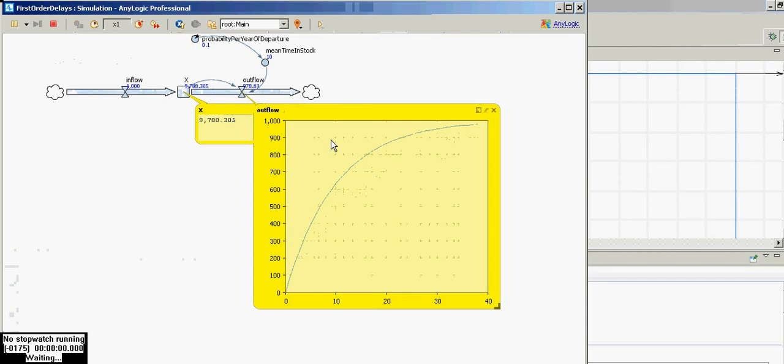X increases the outflow. What's the polarity of this link? X to outflow. Is the polarity plus or minus? Right. If X increases, there are more people at risk. If we have 10 people at risk rather than 0, will the outflow increase or decrease? It will increase. It goes up with the number. So this is a plus link.